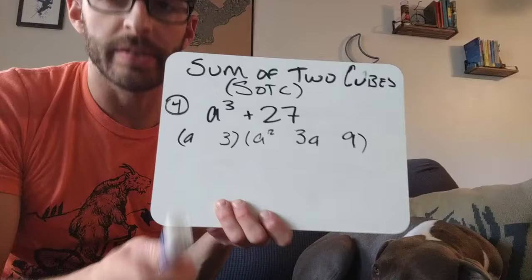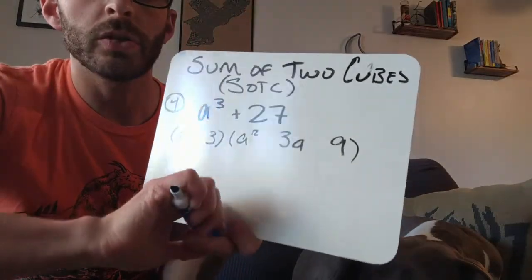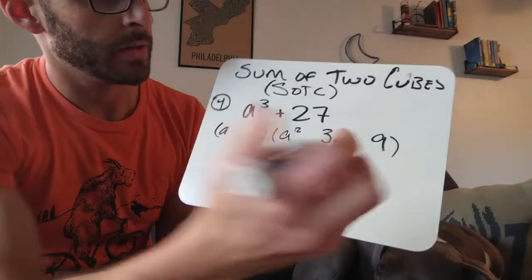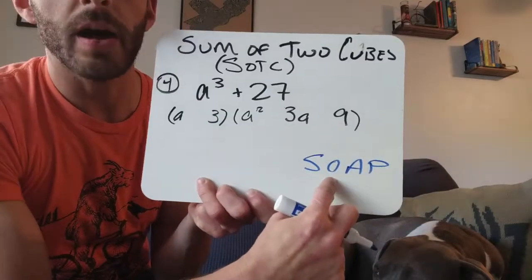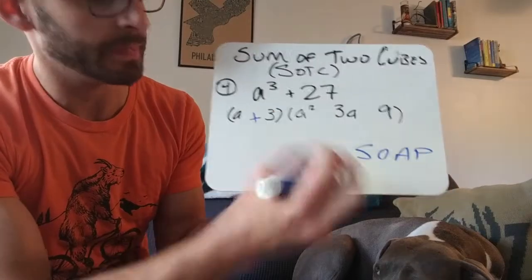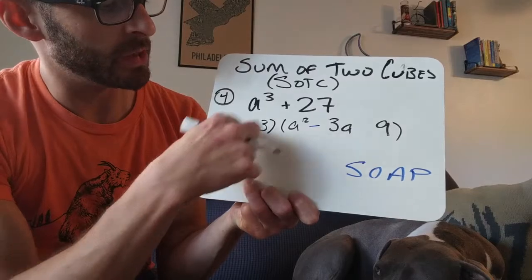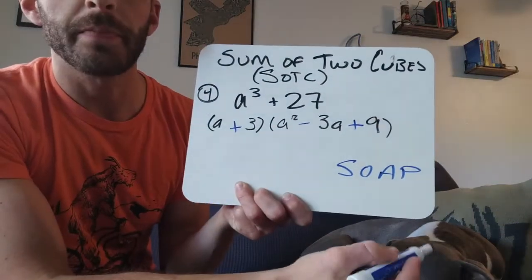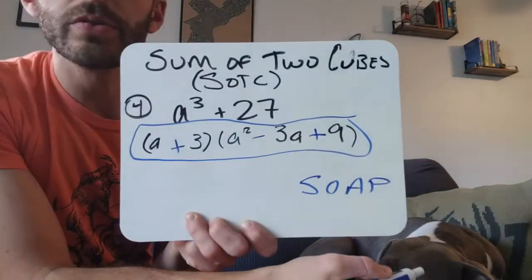Now finally, the signs. The signs go in the acronym SOAP. Same, opposite, always positive. So the first sign is going to be the same as the question. The next sign is going to be the opposite of it. First sign, same as the question, same, opposite, always positive. And we just successfully factored a sum of two cubes.